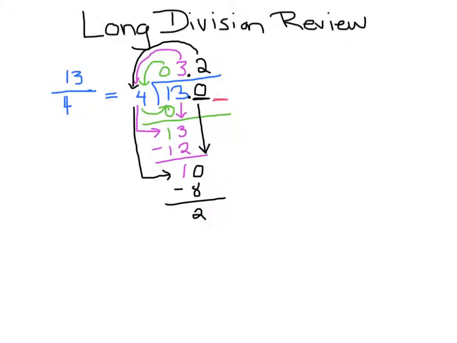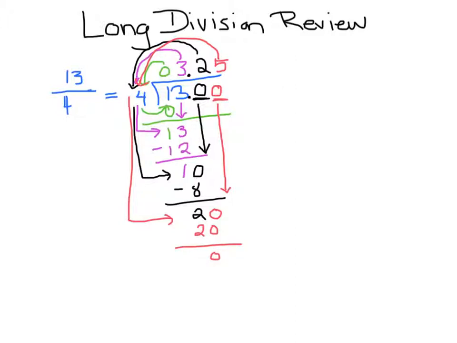Once again, there is no number here, but we can add a 0 because 13 is the same as 13.00. We bring down our 0, and now we have 20. So we ask ourselves how many times 4 goes into 20. And we know that 4 goes into 20 5 times. So we check: 5 times 4 equals 20, and now we have a remainder of 0. We can now safely say that 13 divided by 4 equals 3.25.